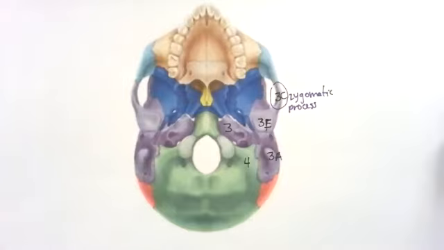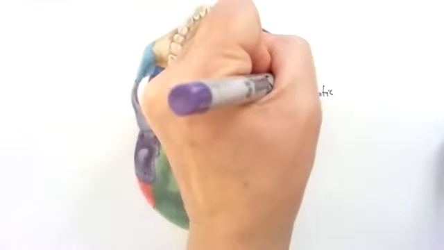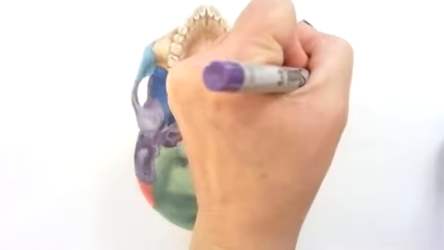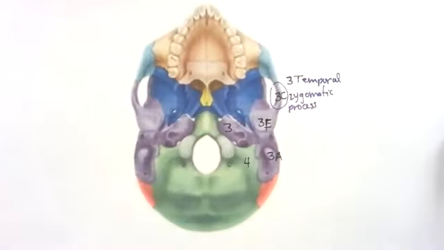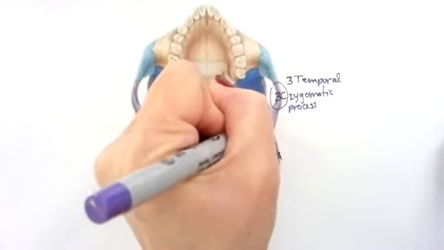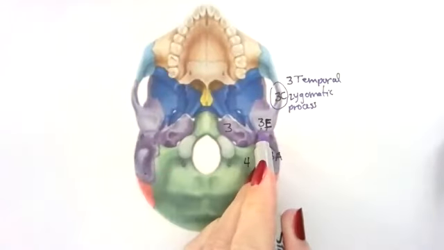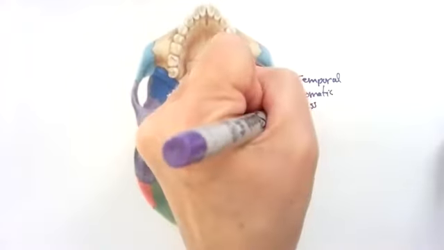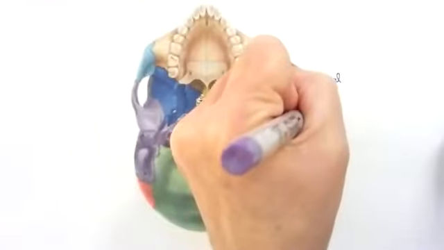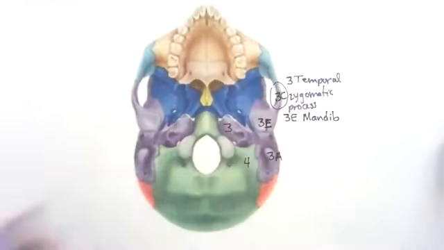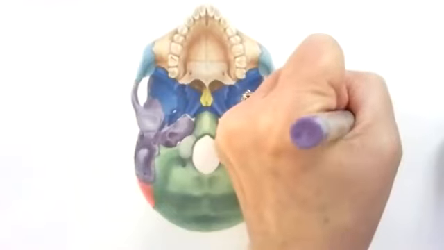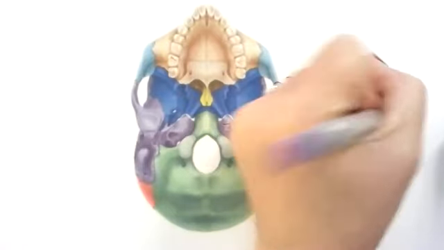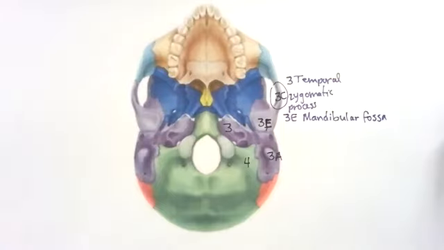So remember, bone number 3 is the temporal. So 3E is where the mandible articulates with the skull. So you have to have a joint. And so we're going to call 3E our mandibular, because the mandible, mandibular, and it's a depression. So it's called the mandibular fossa. And when you look at it on the actual skulls, you'll see it's just kind of this smooth indent.